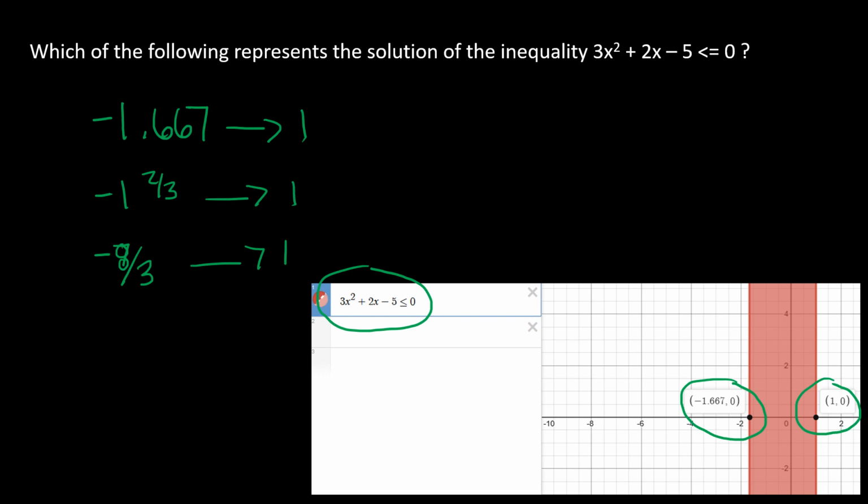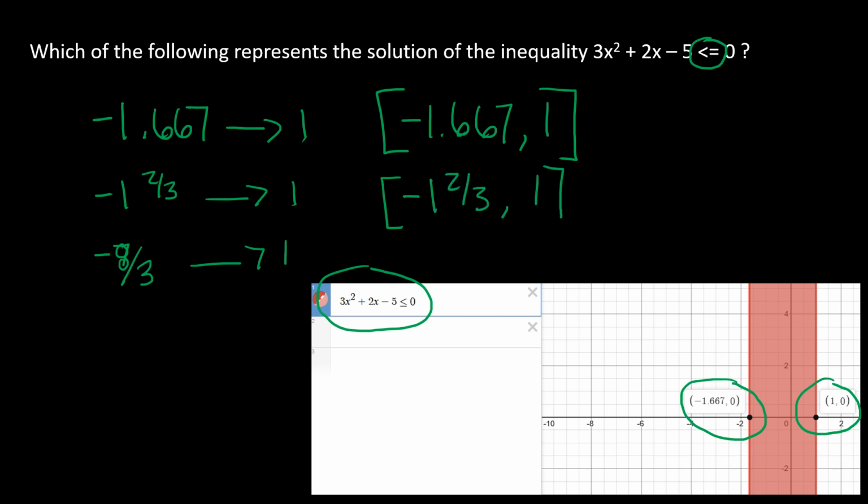So how would we represent this in the correct forms? Well, we're including these, right? Because it's also equal to. So our solution sets would go from, we use brackets because it's inclusive, negative 1.667, comma 1. Or we could say negative 1 2/3, comma 1. Or we could also say negative 8/3, comma 1.